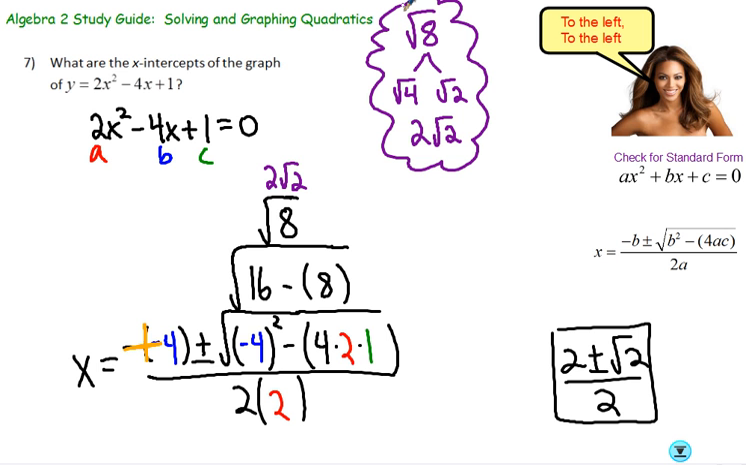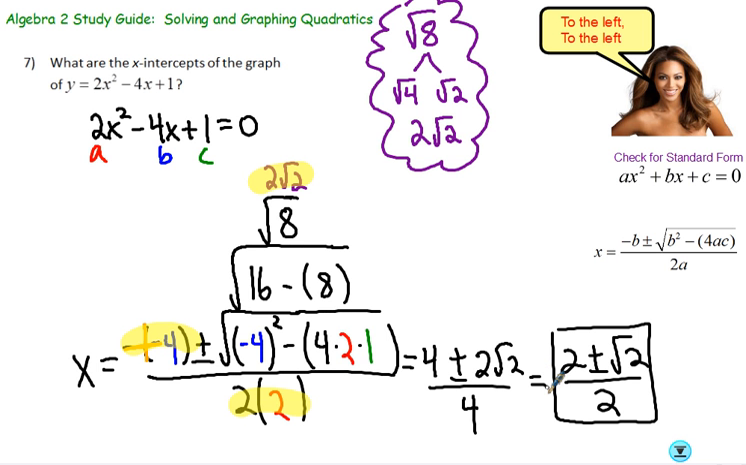And then what do we have for our answer? Well, again, what's out front? What's on top? What's on the bottom? And let's see what we've got there. So we would have 4 plus or minus 2 radical 2 over 4.